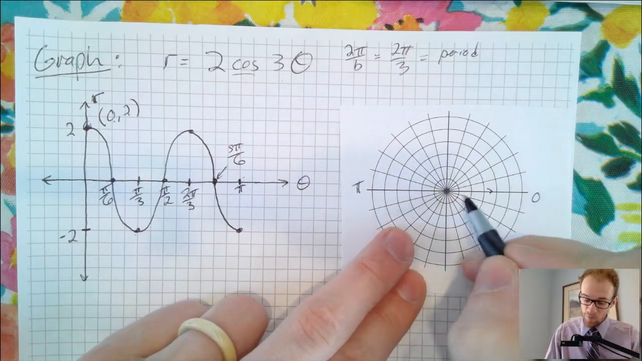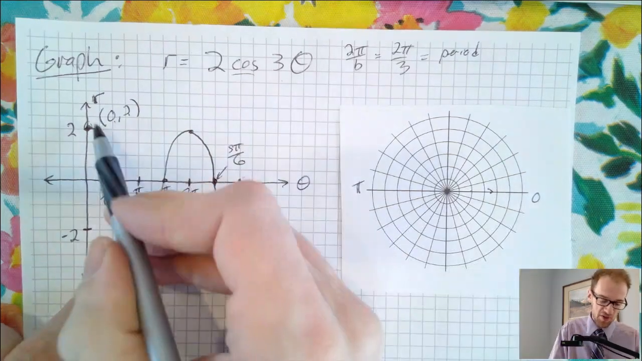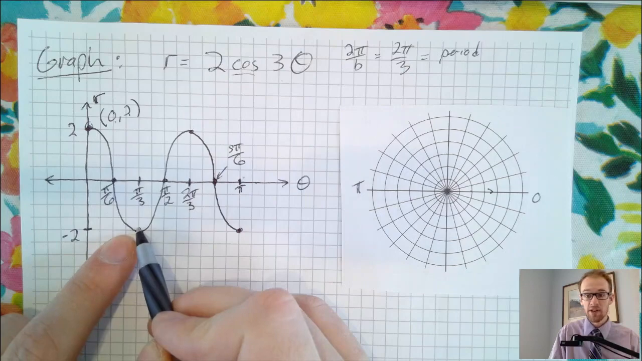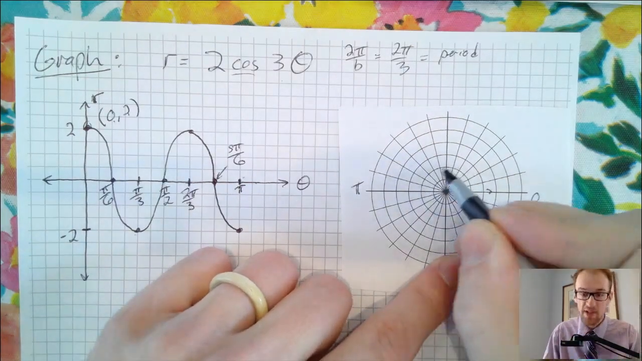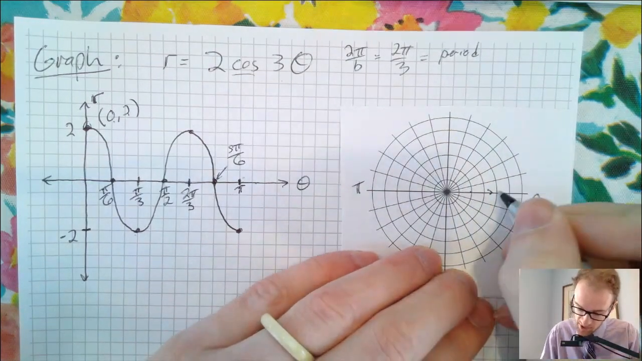Now, how do I want to scale this? Do I want 2 to be right there? No, because 2 is actually the highest value that r will take, and negative 2 is the lowest value. So if I make this ring 2, then my whole graph will be inside this tiny circle, and that's a waste of a graph. So I'm going to make 2 at least out to here.